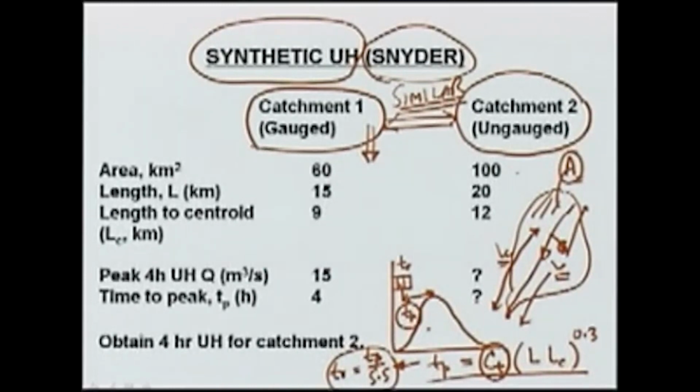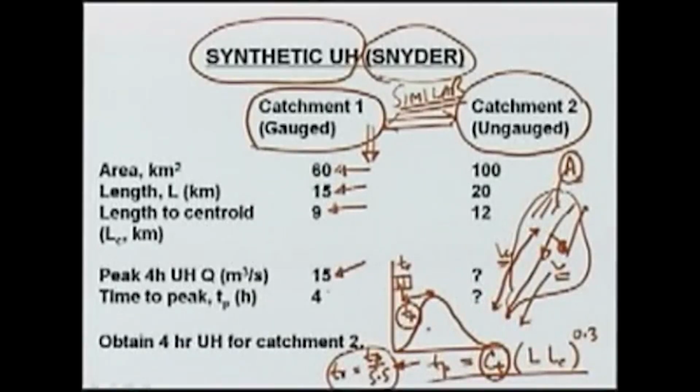For the catchment A, the data is given as area 60 kilometer square, length 15 and up to centroid 9. So, this LC is 9, L is 15 and the area is 60 kilometer square. A 4-hour unit hydrograph for the first catchment has been obtained because it is gauged. So, we have obtained the unit hydrograph. The peak is given as 15 meter cube per second and time to peak is 4 hours from the center of the rainfall. So, this Tr is 4 hours.